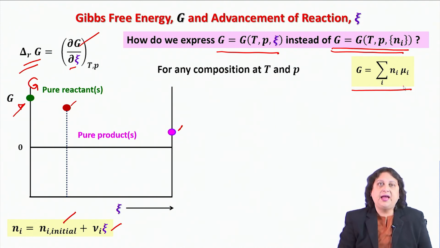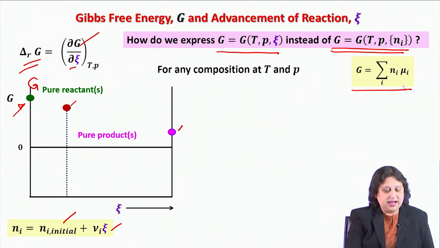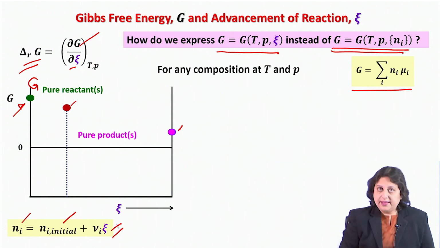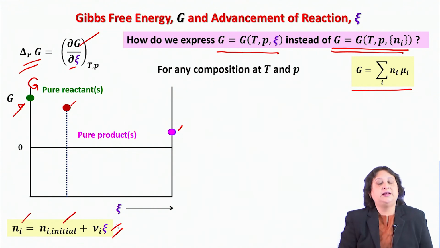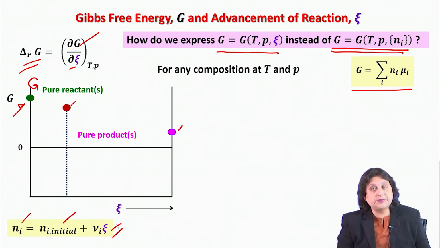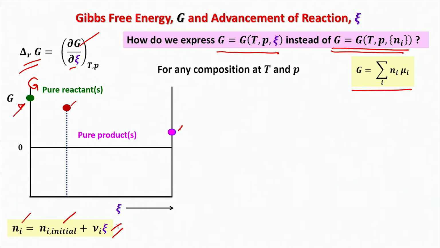Now, whenever I have an intermediate reaction mixture, I understand that Ni is a function of xi. And therefore, for any composition, temperature and pressure, I do expect G to be a function of xi. So in our next lecture, we are going to derive a functional dependence of G on xi and see how it varies with xi at a given temperature and pressure. Thank you.